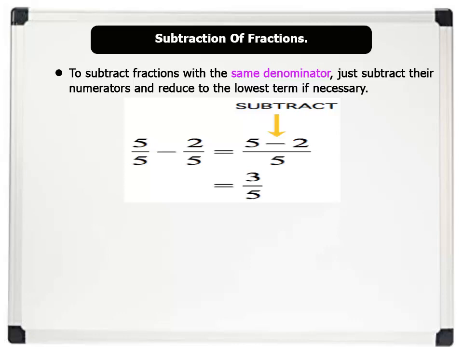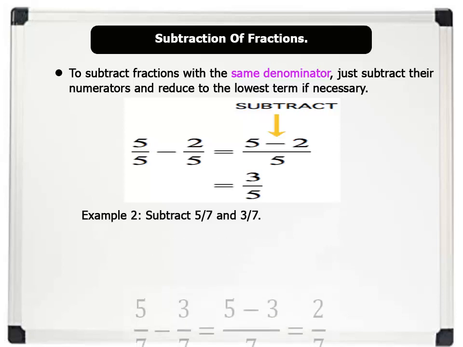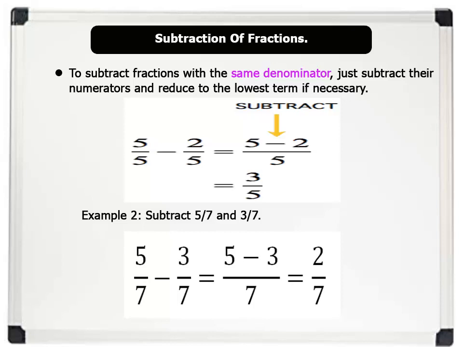Let's see example 2. Subtract 5/7 minus 3/7. Solution. Simply subtract the numerators as shown. 5 minus 3/7 equals 2/7. That's brilliant. Now, let us add and subtract fractions with different denominators.